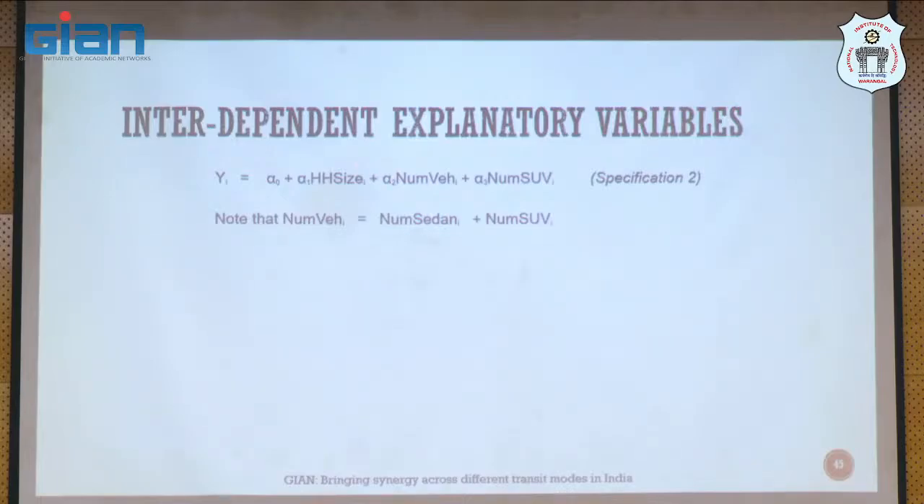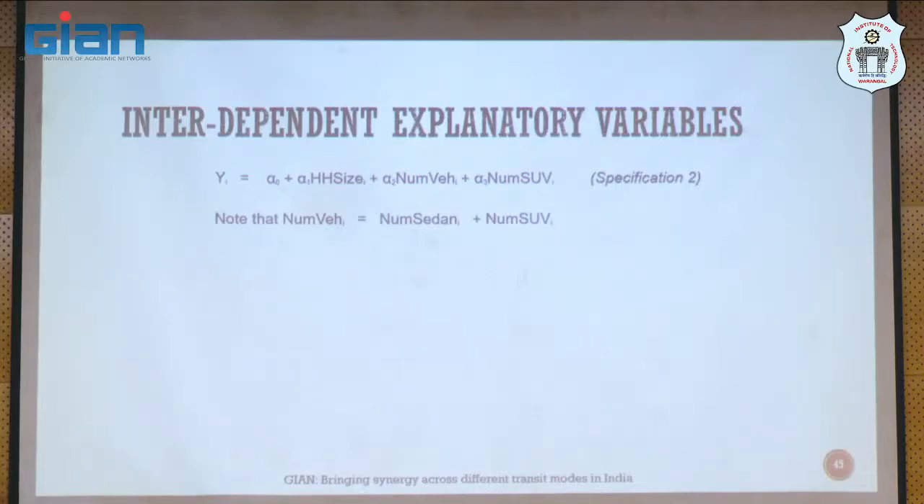Because if SUV increases, two things change. Alpha 2 also gets plus 1, right? Because SUV is also a vehicle. So if you increase SUVs by 1, the change is alpha 2 plus alpha 3. If you increase sedans by 1, the change is alpha 2. Okay, so alpha 3 represents the extra impact of SUV on trip making relative to sedans.